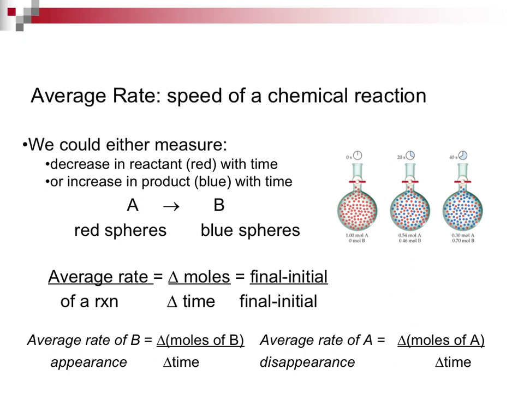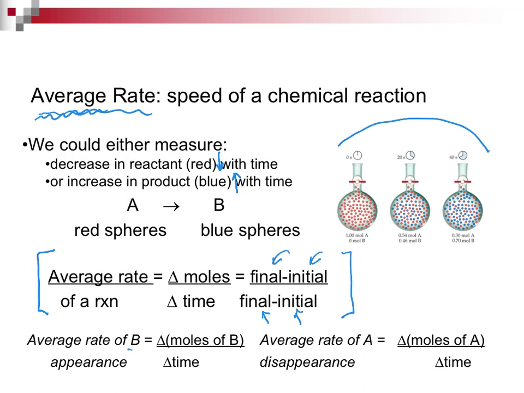So we can use those numbers to calculate what is called the average rate. And I'm going to emphasize the word average. We could measure the decrease of reactant with time, or we could measure the increase of product with time. And again, here is our picture with the little blue balls. The average rate has a definition. It is the change in moles, where we take the final minus the initial, divided by the change in time, where we take the final minus the initial. As long as you follow that protocol, nothing bad is going to happen, okay?